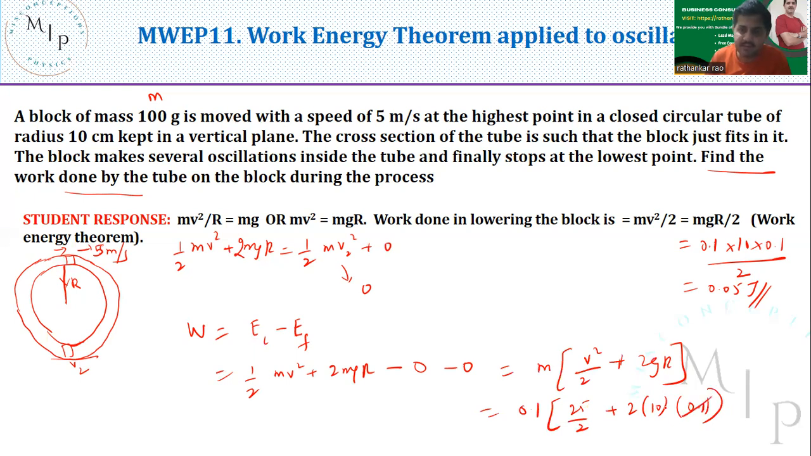So this goes away. 12.5 plus 2 is equal to 14.5. 14.5 into 0.1 is equal to 1.45. So this should be your work done, 1.45 joules. Quite easy, right? We should understand the problem clearly to get a correct answer.